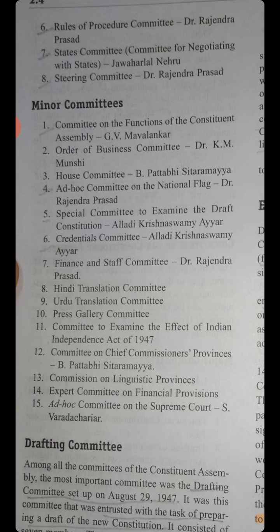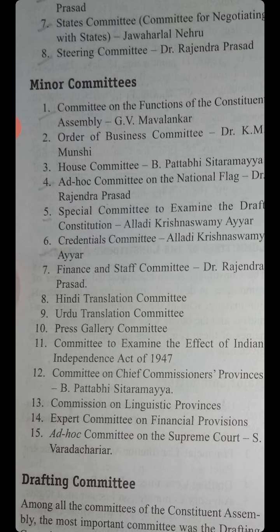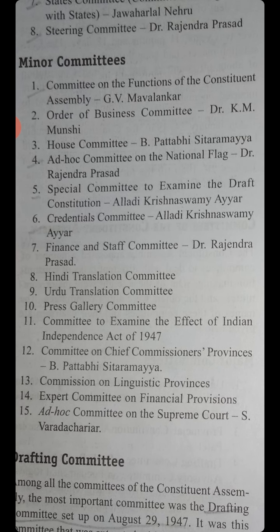Ad hoc Committee on the National Flag, Dr. Rajendra Prasad. Special Committee to examine the draft Constitution, Alladi Krishnaswamy Iyer. Credentials Committee, Alladi Krishnaswamy Iyer. Finance and Staff Committee, Dr. Rajendra Prasad.